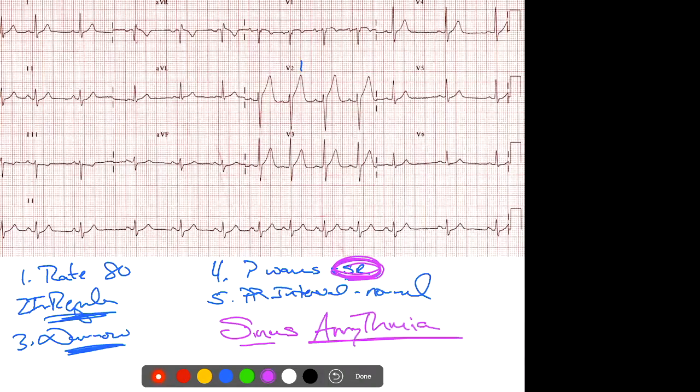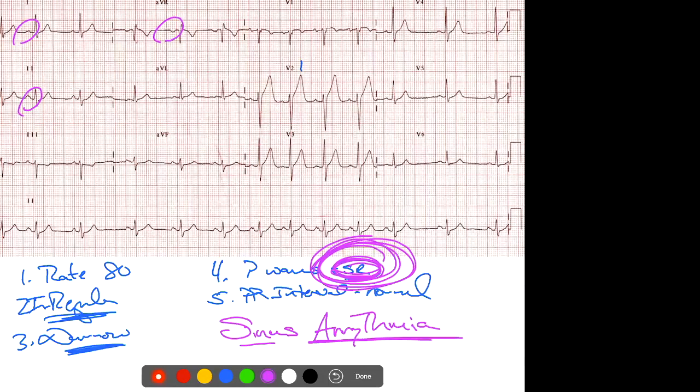All right. So if we have upright P waves in 1 and 2 and inverted in aVR, P waves are present and they fit the definition for sinus. So we know it's coming from the SA node. That rules out atrial fibrillation, atrial flutter, junctional rhythms, and ventricular rhythms. We're basically narrowing it down to which type of sinus rhythm we have. And when it's irregular like this, we call it a sinus arrhythmia.